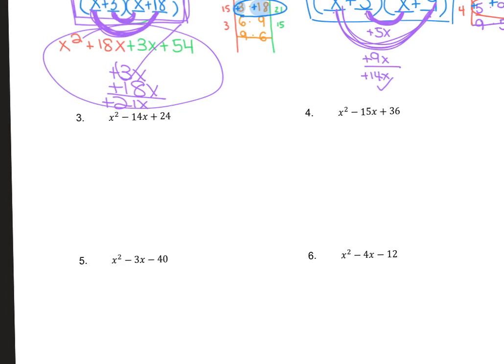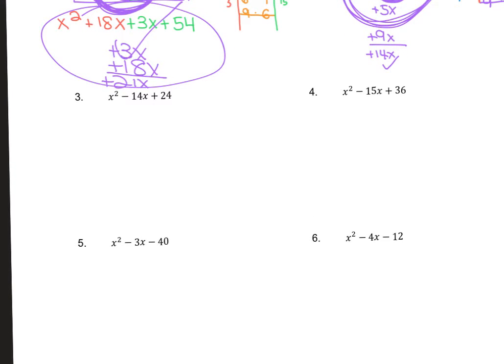All right, here's where the fun comes in, where we have some negatives to worry about. Okay, I want to multiply. Whoops, somehow I have a negative. All right, I want to multiply, I want to add. So I'm multiplying to get positive 24. 1 times 24, 2 times 12, 3 times 8, 4 times 6, 6 times 4, and I know I'm done.